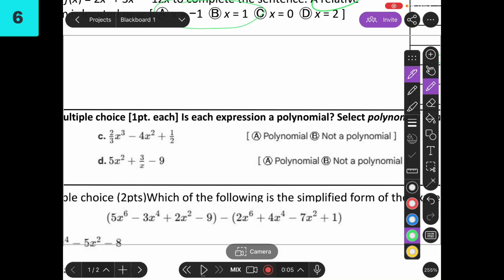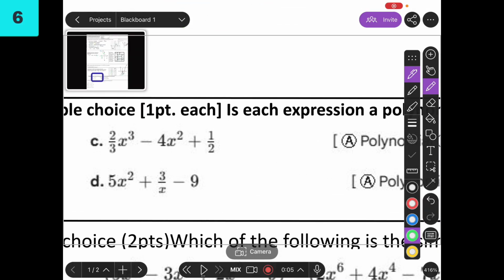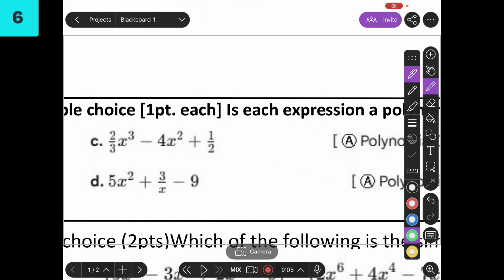So let's go ahead and move on to the next one. Polynomials: if you want to test if something is a polynomial or not, polynomials cannot have exponents that are fractions or negatives. So let's try to avoid something that has a fraction or a negative as its exponent. This is not a fraction or negative, so this is a polynomial.